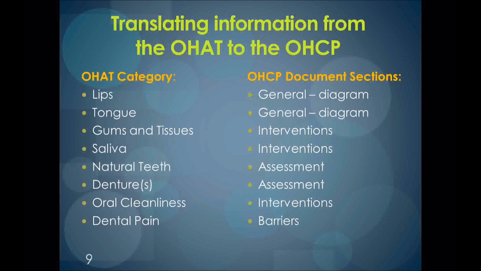The observations from the first categories of the OHAT, that is lips, tongue, gums and tissues, and saliva, can be translated to either the general section diagram of the care plan and/or the interventions for oral hygiene care section. The assessment of natural teeth and dentures will be covered in the next slide. Oral cleanliness is another category in the OHAT that will lead the assessor to make recommendations under the interventions for oral hygiene care section of the oral hygiene care plan.